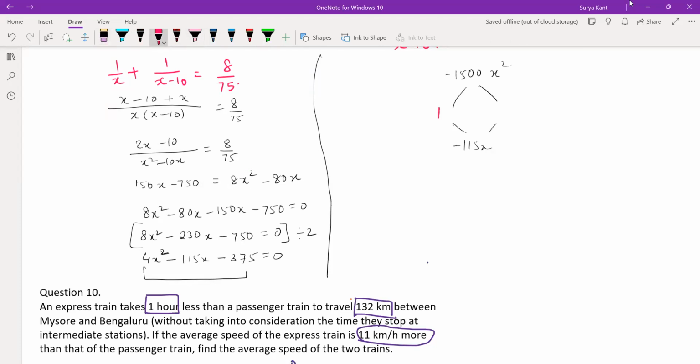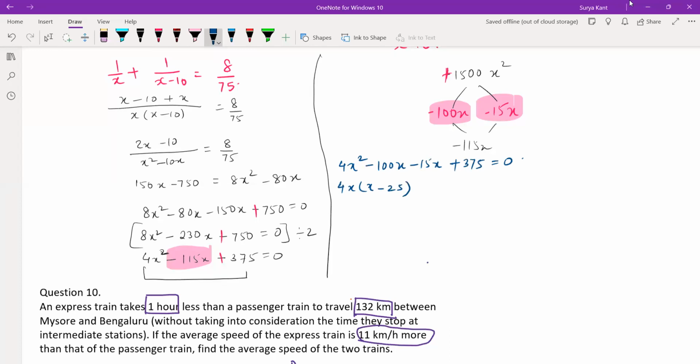So now what is the product here? If you see, 100 and 15. Both should be minus, right? Something is wrong we have done. Here plus 750 will come, children. Plus, here also plus, then only will it work. So both are minus. Then you can put the value 115 in place of minus 115x. So 4x square minus 100x minus 15x plus 375 is equal to 0. Common is 4x, x minus 25 minus 15, x minus 25 is equal to 0. So x minus 25 and 4x minus 15 is equal to 0. So x is equal to 25 or 15 by 4.